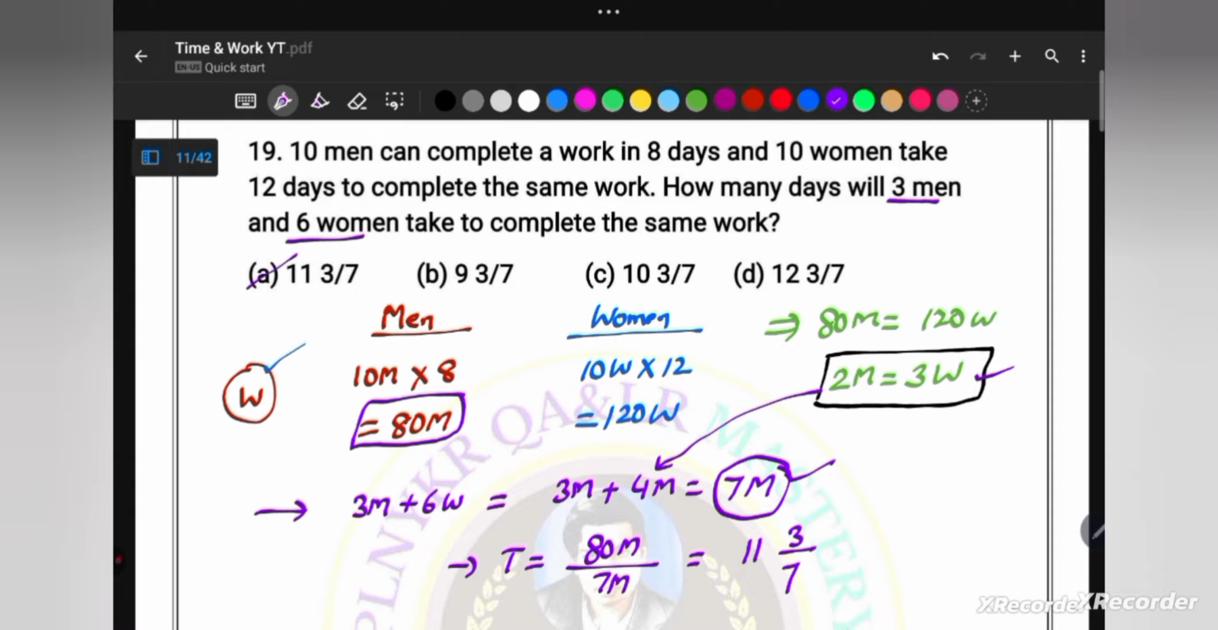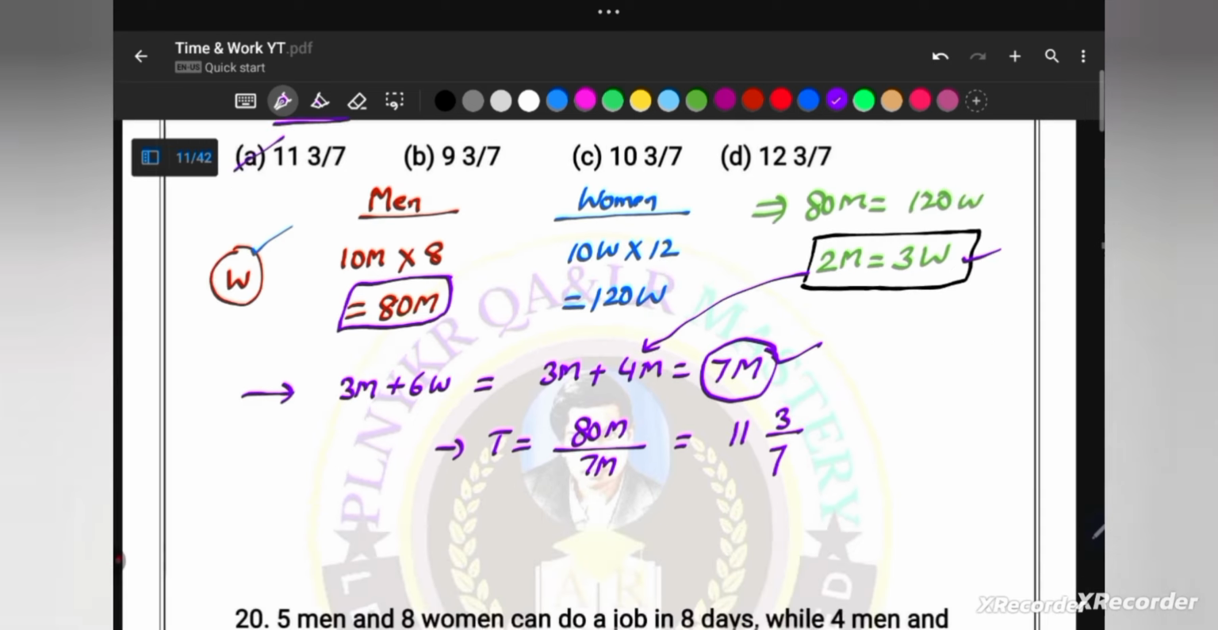We can also solve this question by the unitary method, but apart from that, this will be faster for this type of questions. Okay. Moving on to the next question.